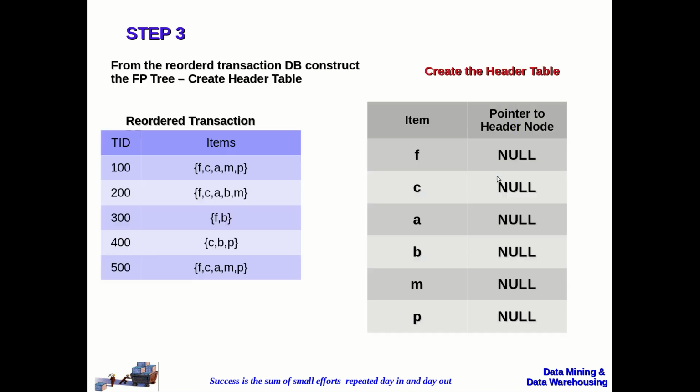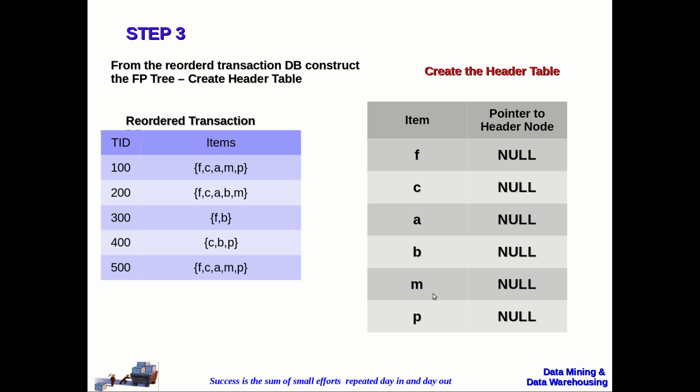Now what are we going to do? We are going to start constructing the frequent pattern tree, for which we first create the header table. For creating the header table, we consider the items and the pointer to header node. These are the two fields in the header table. So we have the items listed and the pointer to header node.